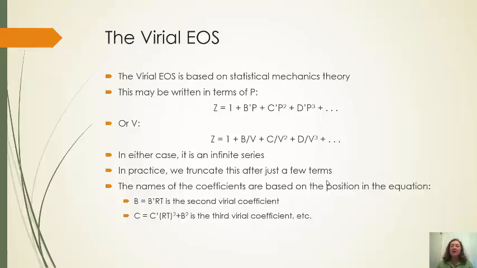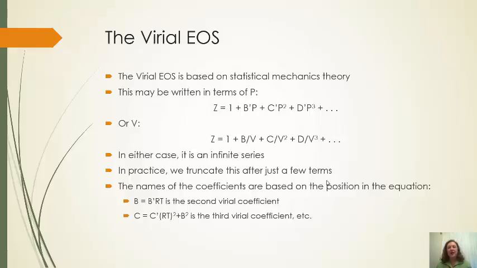They're going to talk a lot more about the theory behind this. But basically, a virial equation of state is going to be an infinite series in either pressure or reciprocal volume that is going to take into account all those reasons why a real gas is not ideal.